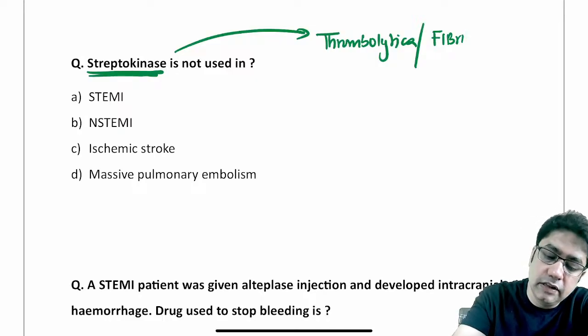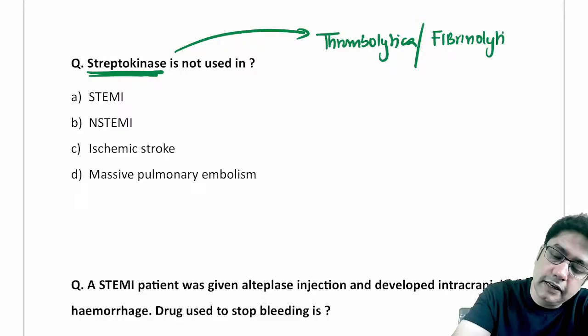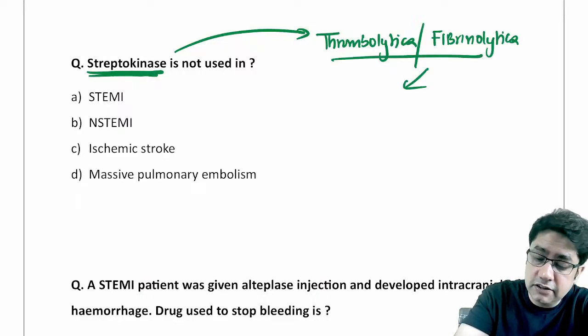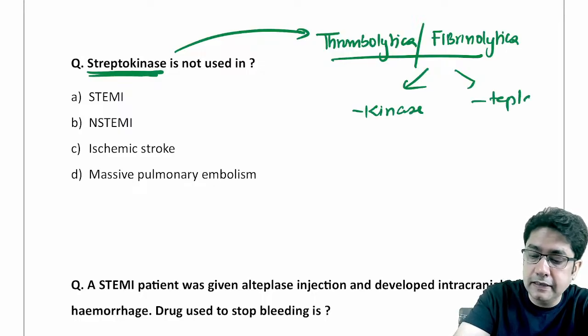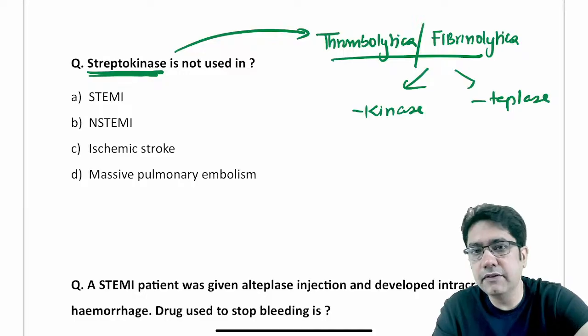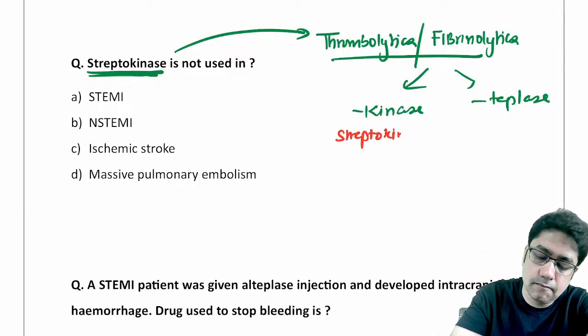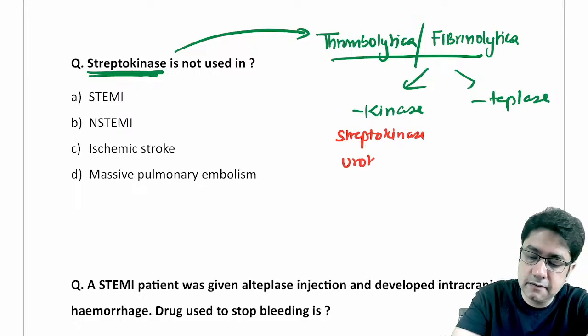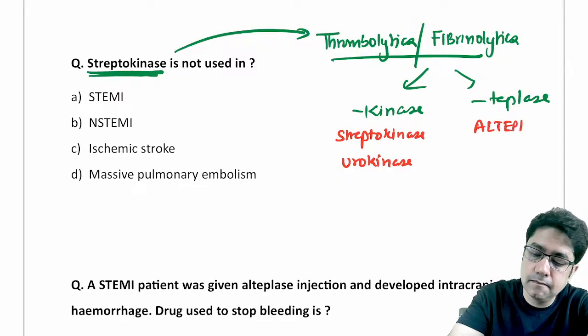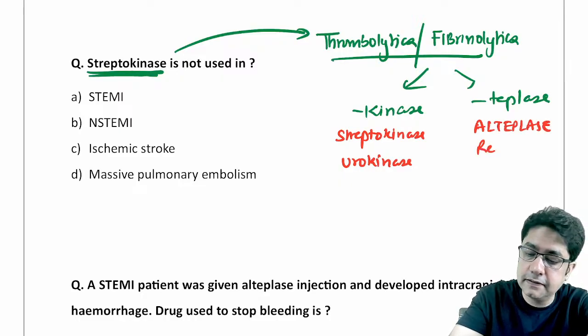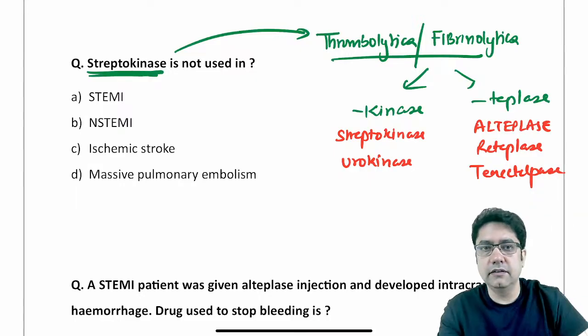That means they will remove the fibrin which is already deposited in a blood vessel. And these drugs will end with the word kinase or with the word tiplase, like streptokinase, urokinase, alteplase, reteplase, and tenecteplase. Okay? These are the drugs.